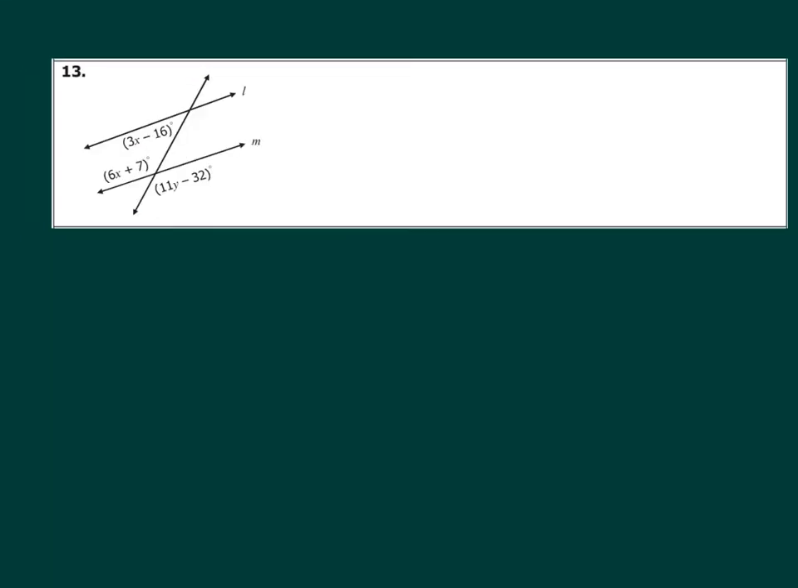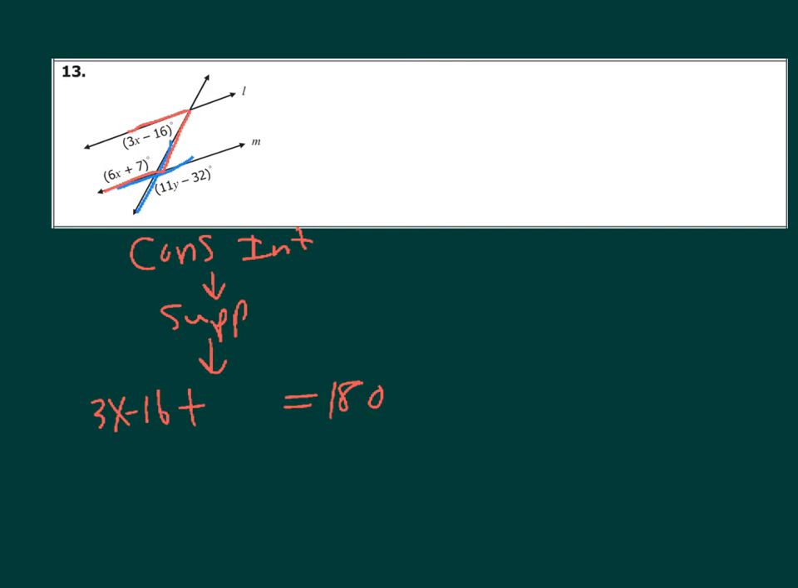Now let's just highlight what's going on here. This last problem, I have these guys are vertical, so once I can get a value of x, I can get an angle amount and solve for 11y minus 32. And I noticed that my two angles up here are consecutive interior. So I'm just going to set this up here. I got consecutive interior implies supplementary, implies that we're going to add things up and set them equal to 180. And that's the 3x minus 16 and the 6x plus 7.